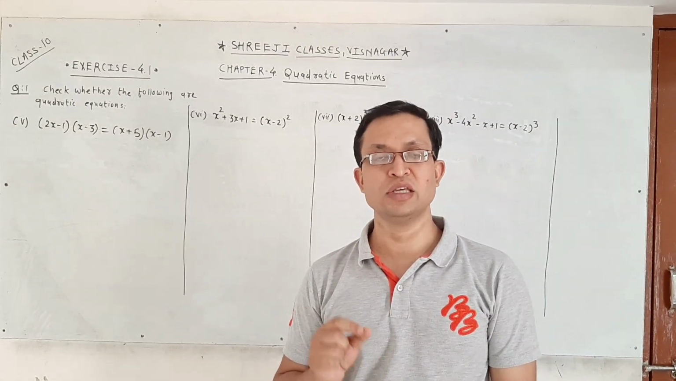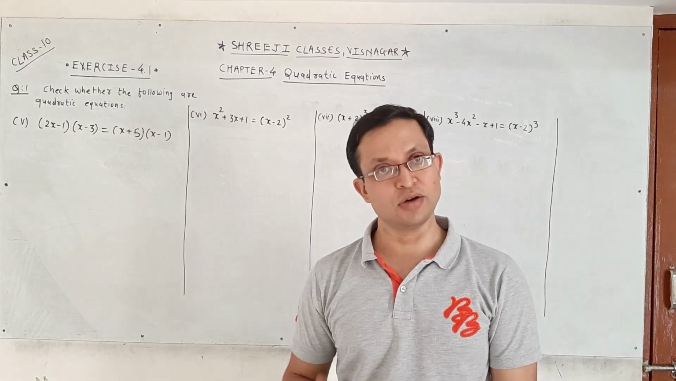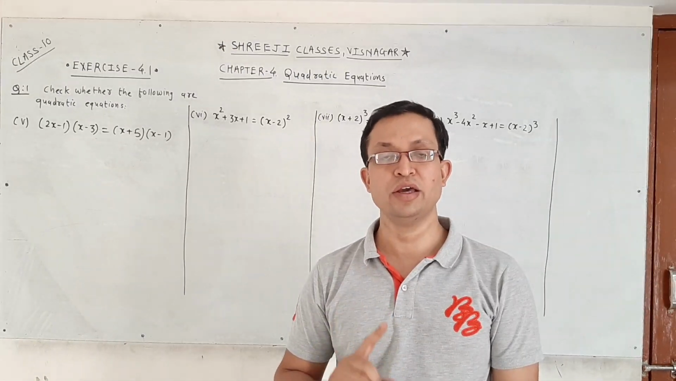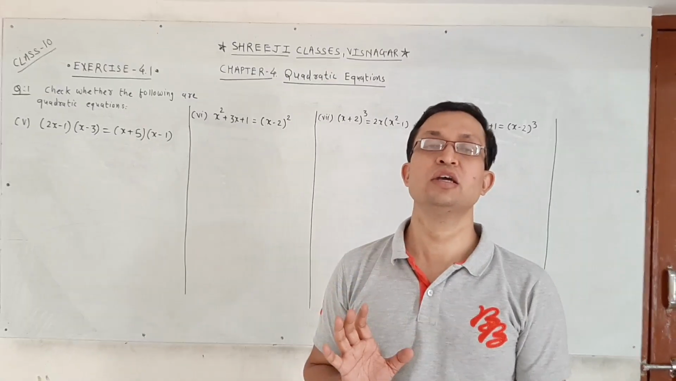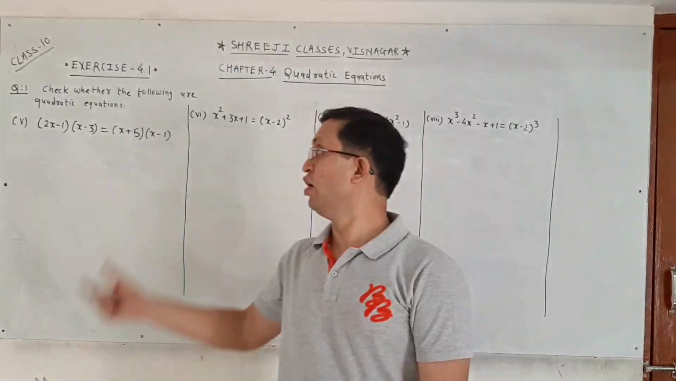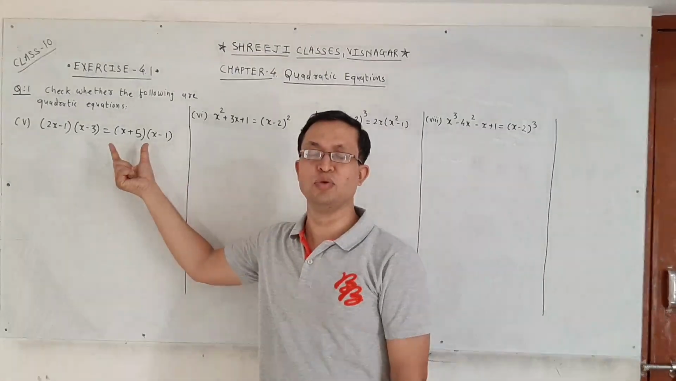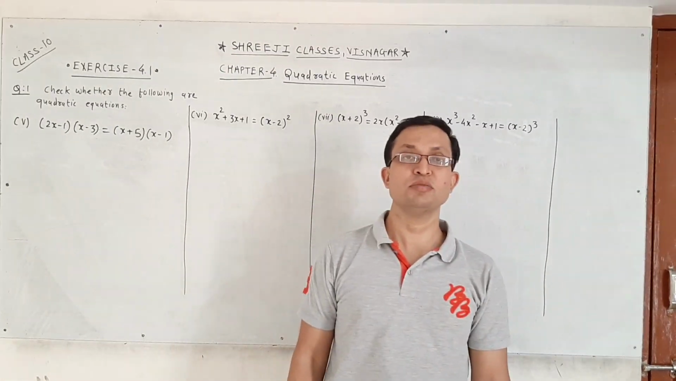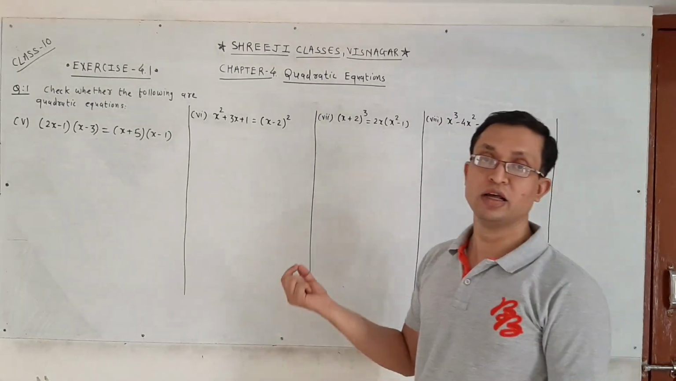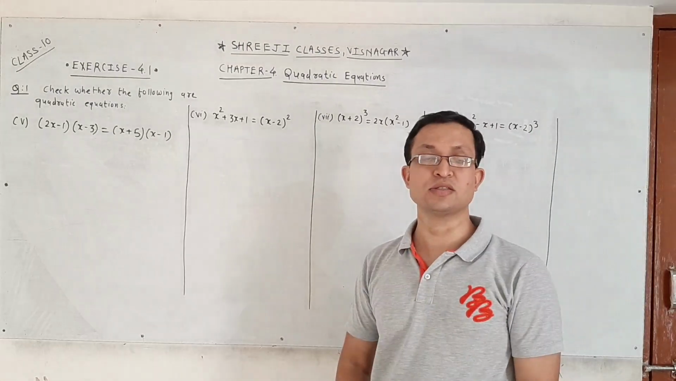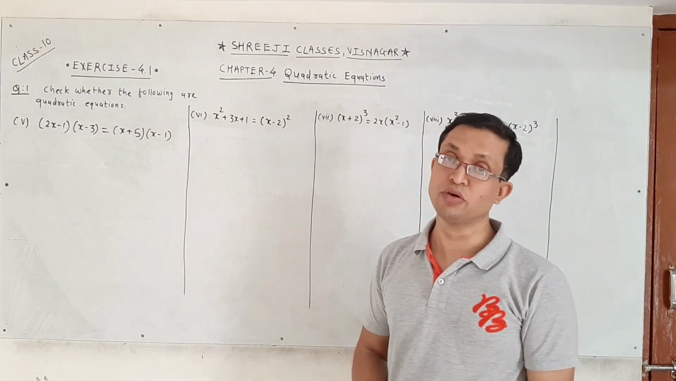If the form is ax square plus bx plus c is equal to 0, and a, b, c are real numbers with a not equal to 0, then that is a quadratic equation. So we have to check in this question, after simplification, whether the term is ax square plus bx plus c is equal to 0 or not. If it is, then that is a quadratic equation.